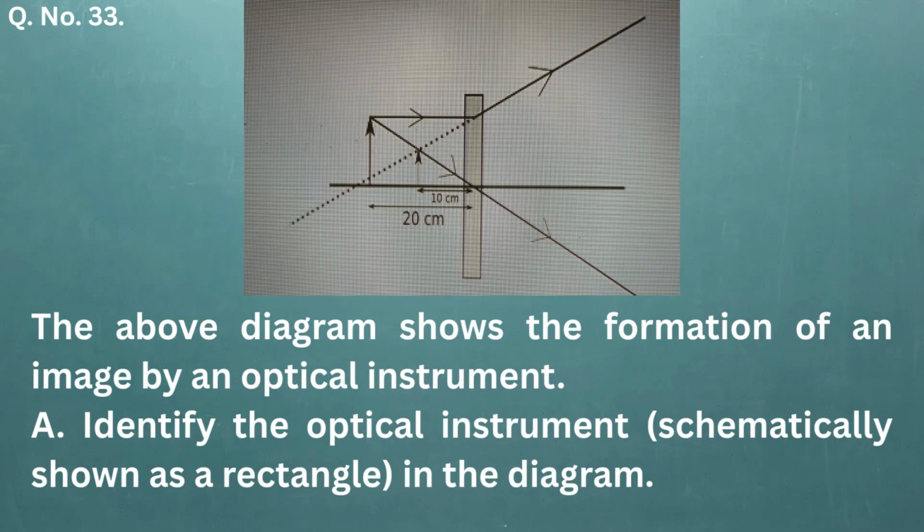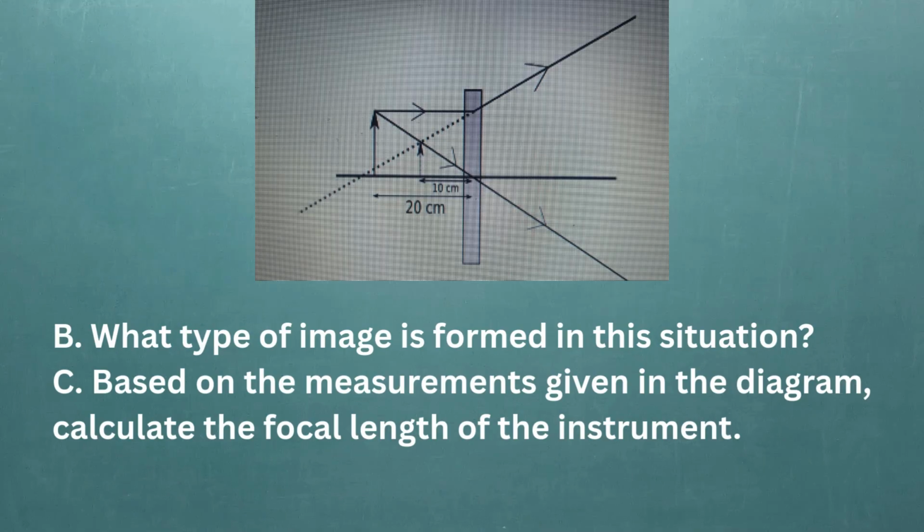Now A, identify the optical instrument shown schematically as a rectangle in the image. B, what type of image is formed in this case? C, based on the measurements given in the image, calculate the value of the focal length of the instrument.